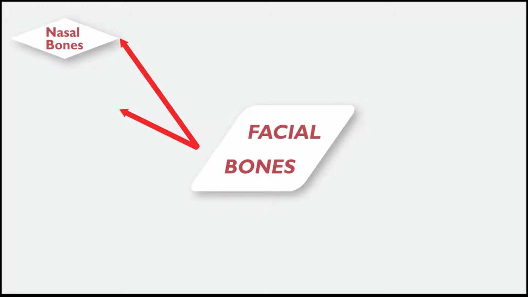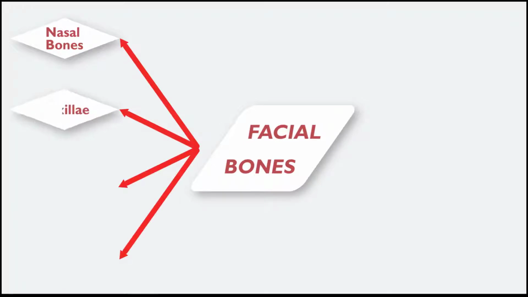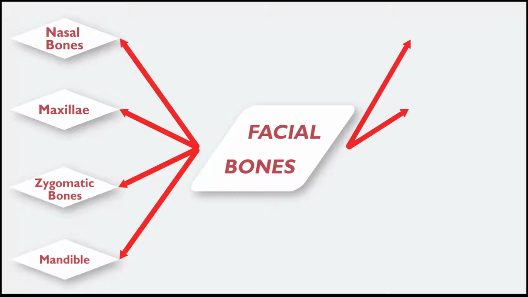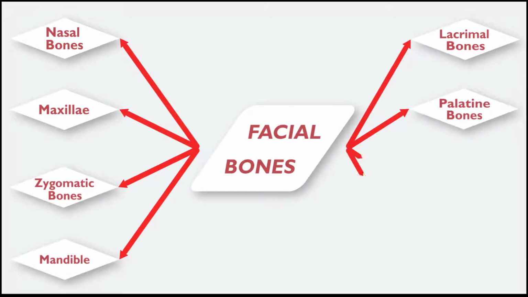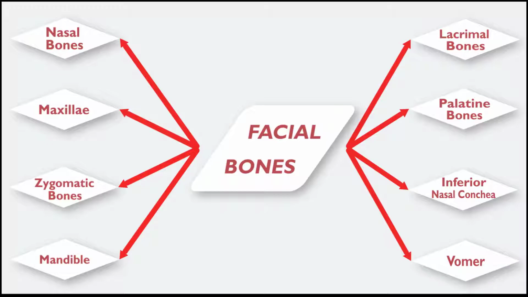The facial bones are nasal bones, maxillae, zygomatic bones, mandible, lacrimal bones, palatine bones, inferior nasal conchae, and the vomer.